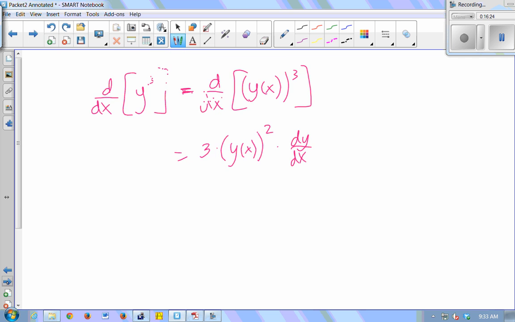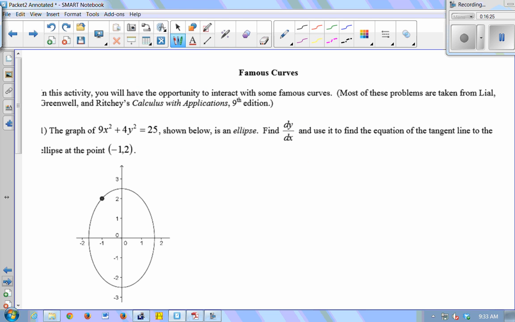All right, so now I want you to try. Okay, so I've given you 4 famous curves, and I want you to find dy dx. And for some of them, you're going to use that to find the equation of a tangent line. Some you're just finding dy dx.